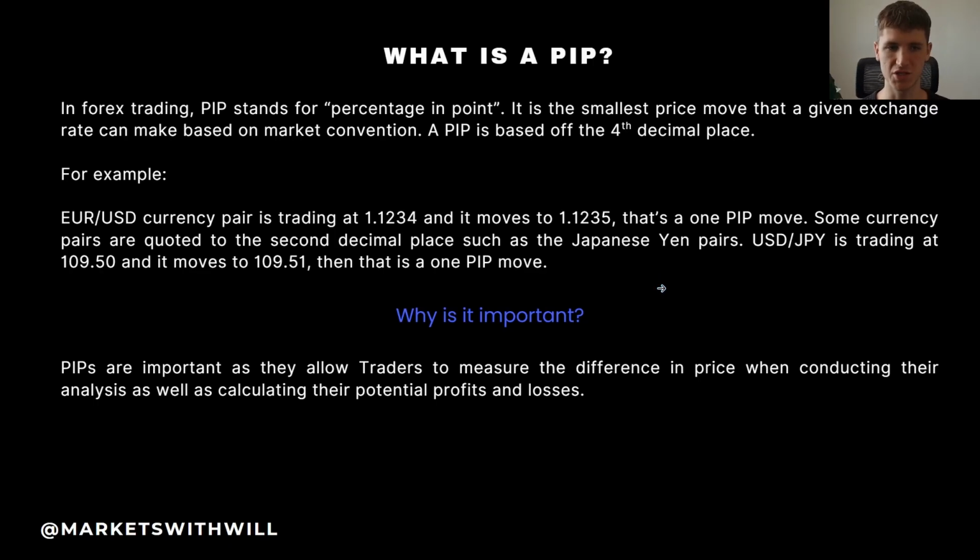So some currency pairs are quoted to the second decimal place, like the Japanese yen pairs, USD JPY, AUD JPY, etc. So 109.50, 1 pip is 109.51. And that's a 1 pip move for those currency pairs because I'm sure you'd get onto the charts and you get quite confused when you're looking at 4 decimal places. I think they go up to 5 or 6 when you're actually looking at the charts, but you don't need to look at those decimal places, just up to the fourth.